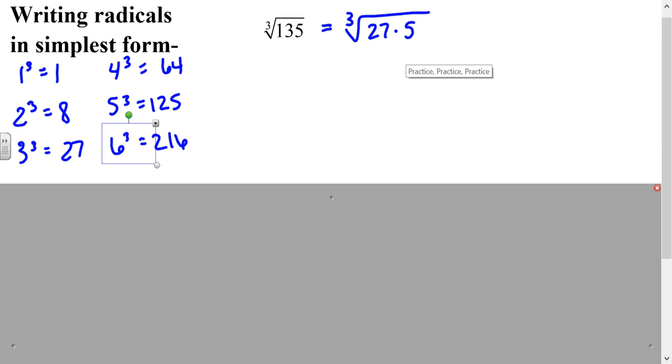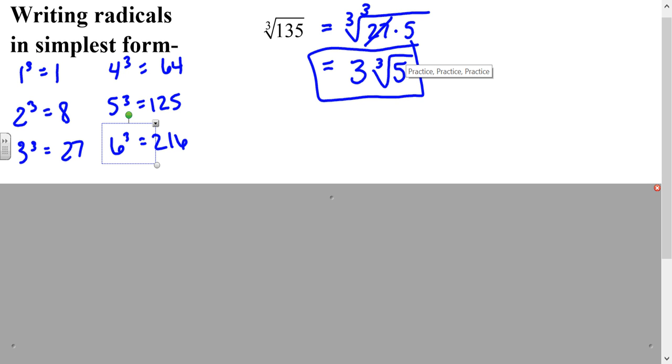So just like before when we were multiplying numbers together to equal the number underneath, you can do it in reverse. So we want to come up with perfect cubes so that we can take a number out, so we have to split this up into a number that is a perfect cube. We divided it by 27, we got 5. So what is the cube root of 27? Well, the cube root of 27 is 3, so that's going to come out. So then we will have 3 times the cube root of 5 left over, and that will be our answer.